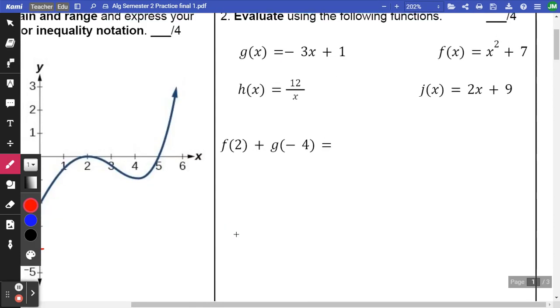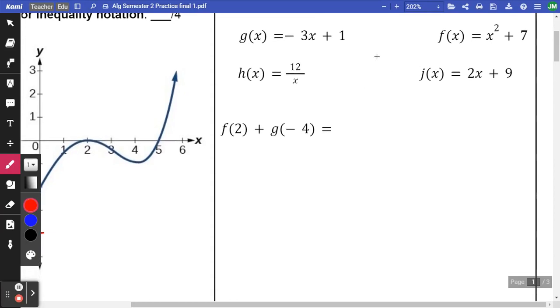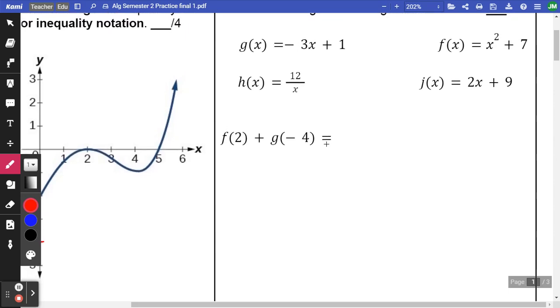So we have functions g of x, f of x, h of x, and j of x, and we're going to evaluate f of 2 plus g of -4. So what we can do first is independently figure out what f of 2 is if we plug into the function f. So that's where we can begin. So f of 2, we're going to use the function f.